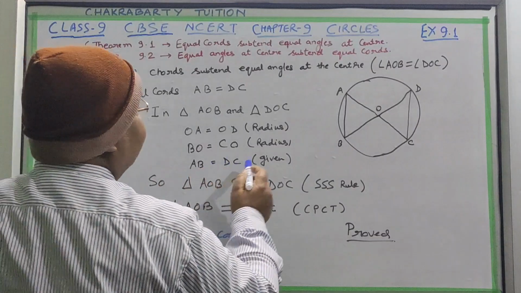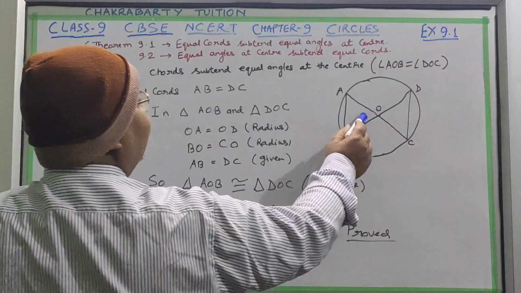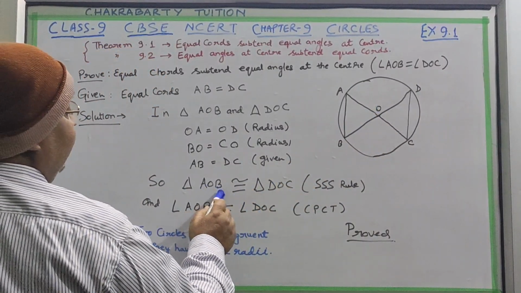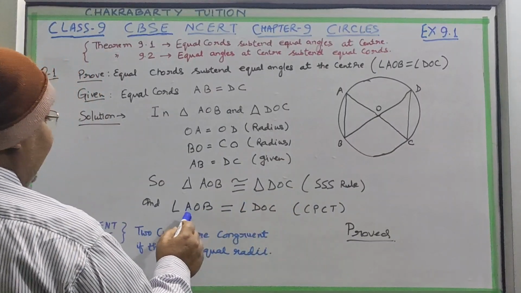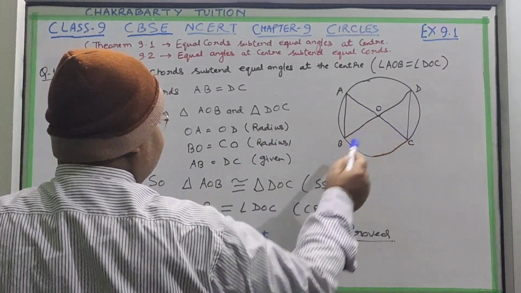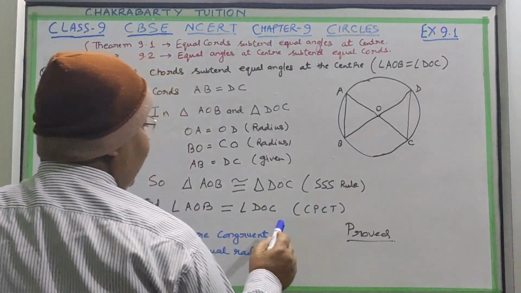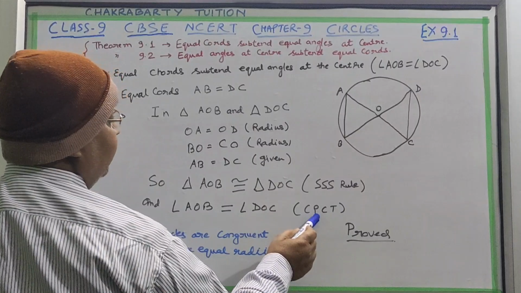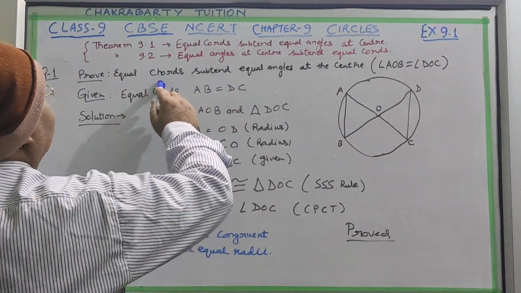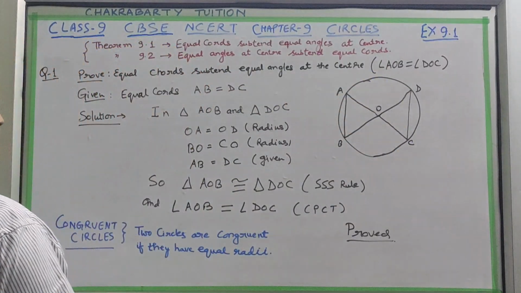Then AB and DC are given equal. It is already given. So triangle AOB and this triangle are congruent. That's why angle AOB will be equal to this angle, by corresponding parts of congruent triangles. So it will be equal. Likewise you have proved that equal chords subtend equal angles at the center. Now we are going to question number 2.